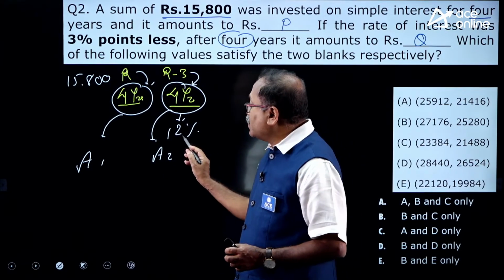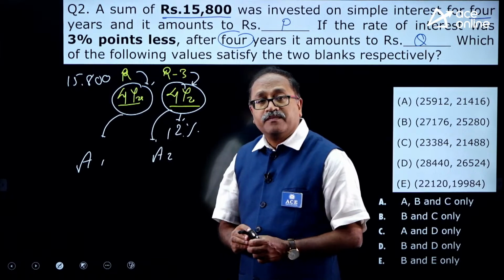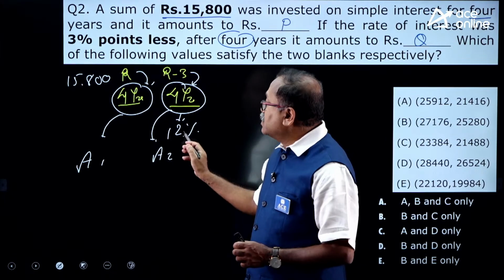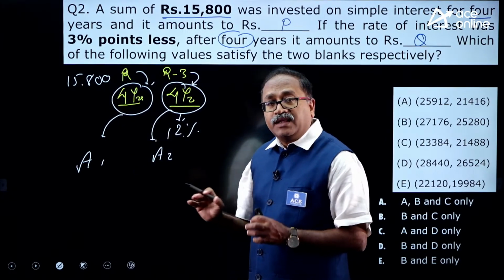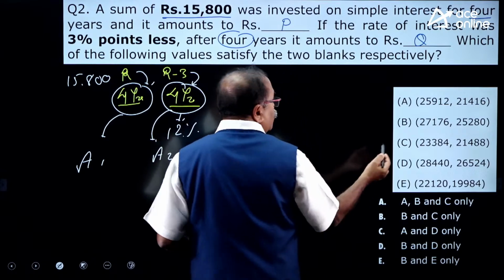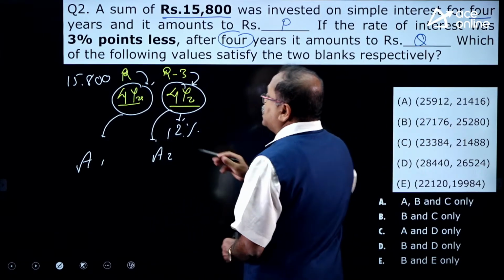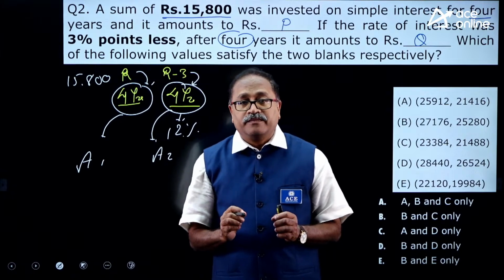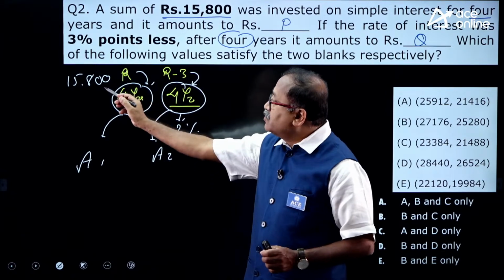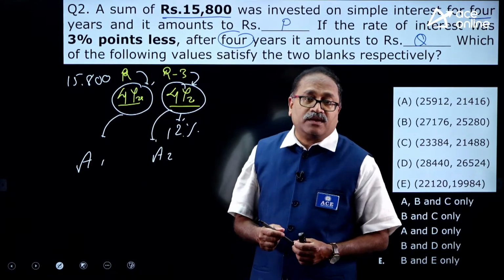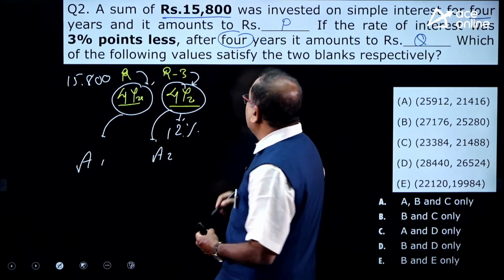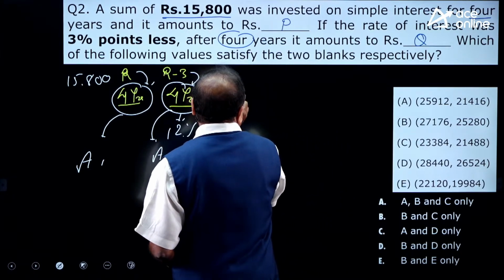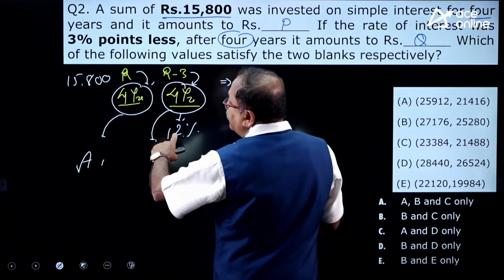The difference is 12% of the principal. So I will find out the 12% of the principal and then find out in which two amounts the difference is equal to 12% of 15,800. Let's work out what 12% of 15,800 is.